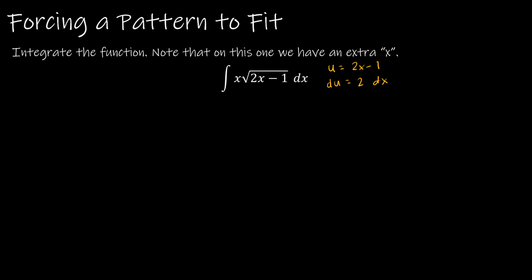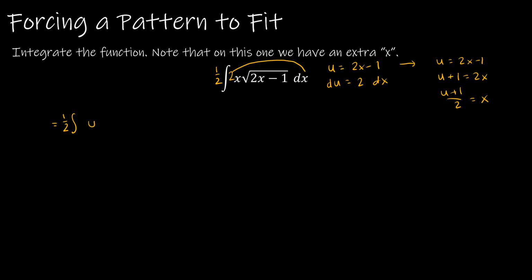When I have something like this with an extra x, I'm going to look at the fact that u is equal to 2x minus 1. That means u plus 1 is equal to 2x, and then u plus 1 divided by 2 is equal to x. So when I rewrite this with respect to u, I'm going to write this as the integral. And again, I do still need to include the 2 and the 1/2. So I have 1/2, and then 2 dx is the du.